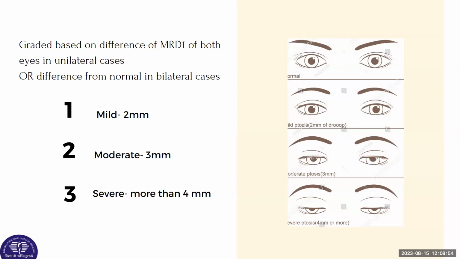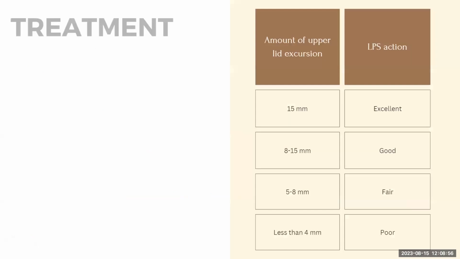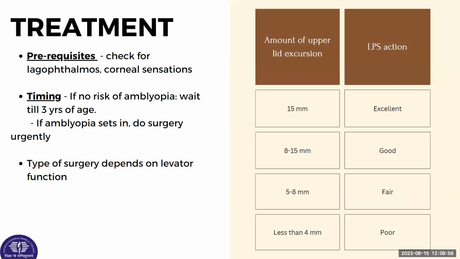Treatment options: first we see the prerequisites, where we check for lagophthalmos, corneal sensation, astigmatism, cosmesis. Timing of the surgery: if there is no risk of amblyopia and the patient is comfortable, we can wait till they're 3 years of age so that we can do a better assessment of the patient. If amblyopia has set in, we can do the surgery urgently. The surgery depends on the levator function, where the amount of upper lid excursion is seen and the LPS action is assessed.